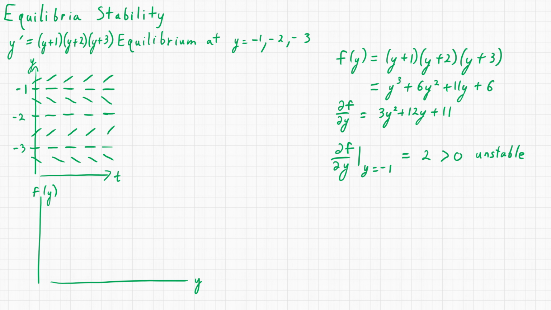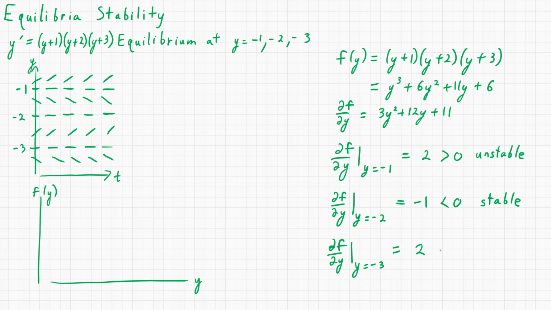All right. And then partial f partial y evaluated at y equal to -2 ends up being -1. That's less than 0, so this ends up being stable. And then I've got partial f partial y evaluated at y equal to -3. Well, that ends up being +2, and that is greater than 0, so that ends up being unstable.